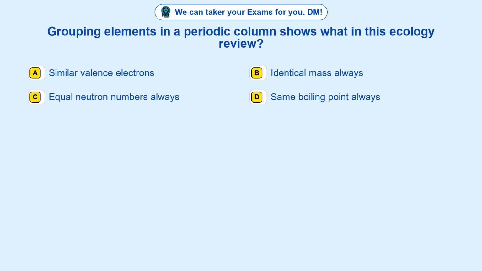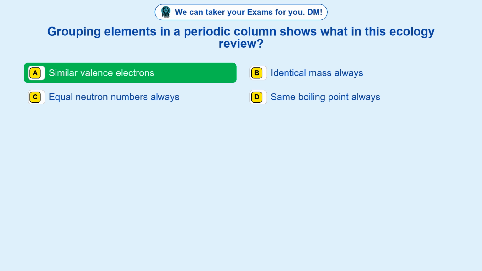Question 40. Grouping elements in a periodic column shows what in this ecology review? Option A, similar valence electrons. Option B, identical mass always. Option C, equal neutron numbers always. Option D, same boiling point always. The correct answer is option A, similar valence electrons.